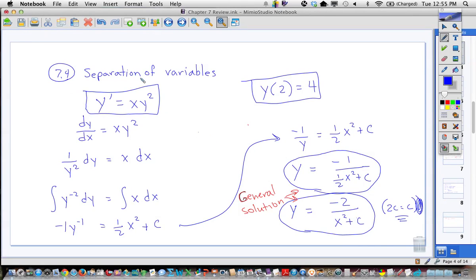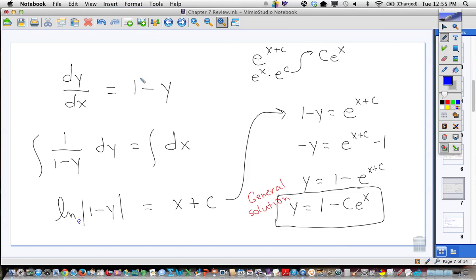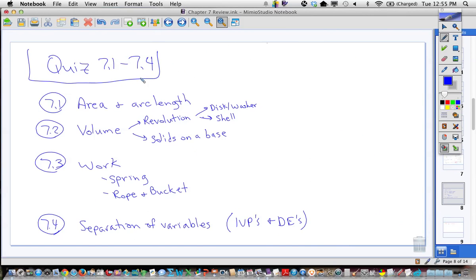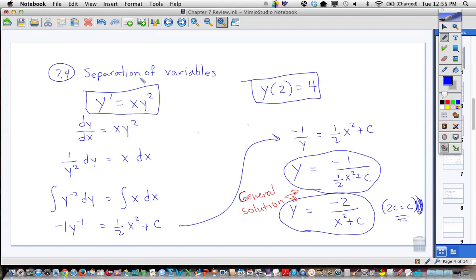All right, so looking again. Okay, so these are the four sections for the quiz. Starting at the bottom, separation of variables. This is the one we did in class.